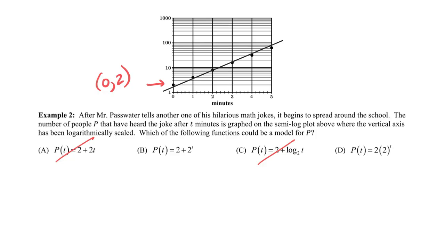The next one up is 2. So which of these, when I put a 0 in for t, would give me 2? Well, if I put a 0 in right there, what is 2 to the 0 power? Well, it's 1. 2 plus 1 is 3, so it can't be that one. So D has to be the answer, but let's just check real quick. If I put a 0 right there, what is 2 to the 0 power? Well, that's 1. And then 2 times 1 is 2. So there we go. It had to be this one.